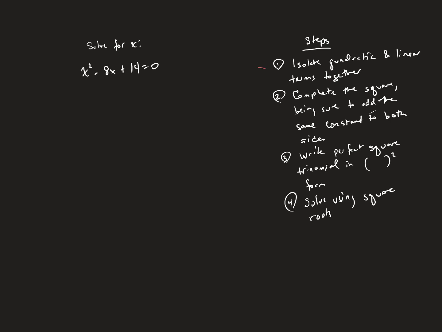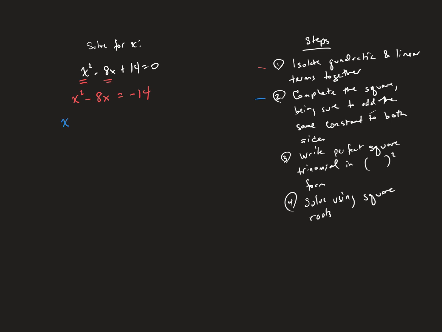First, we're going to isolate the quadratic and linear terms together, which means we want the quadratic term and the linear term to be on the same side of the equation by themselves. So that means we're going to move the 14 to the other side. Now that we've done that, we're ready to complete the square.